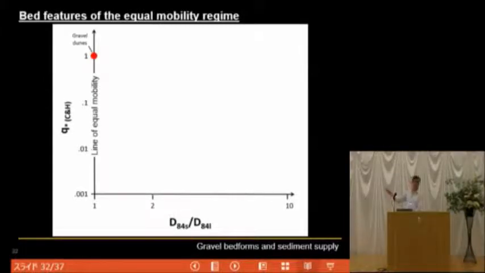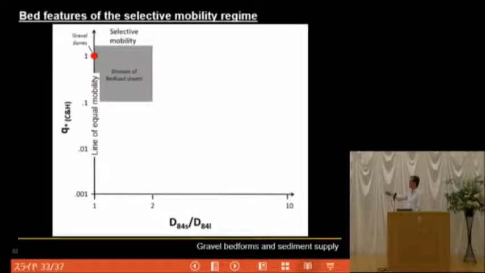And I recognize what this suggests. It actually suggests that gravel dunes are not supply controlled at all, especially if our supply is basically met by the capacity. Then we have the selective mobility regime right here, and I've termed this the domain of bedload sheets.